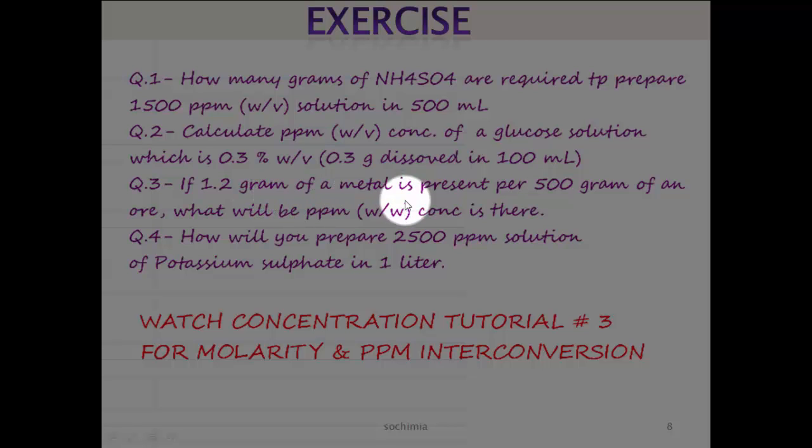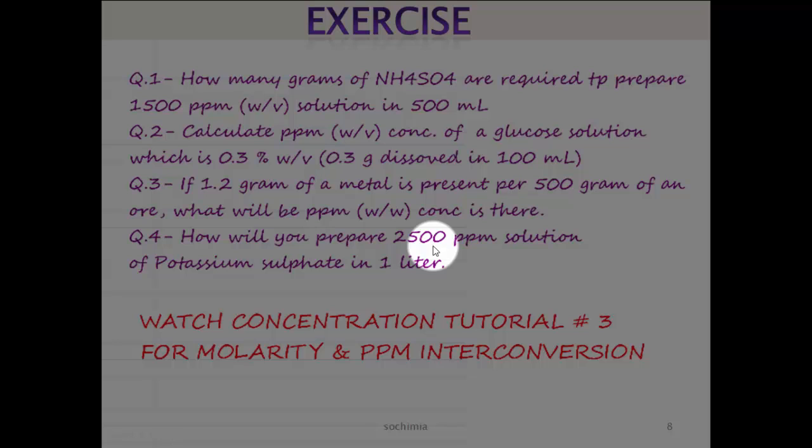And 500 gram of an ore, so this is your weight of solution in grams, and we need to calculate ppm, so it's not very difficult. Question number 4 is: how will you prepare a 2500 ppm solution of potassium sulfate in 1 liter? So volume of solution is 1 liter and ppm value is 2500.